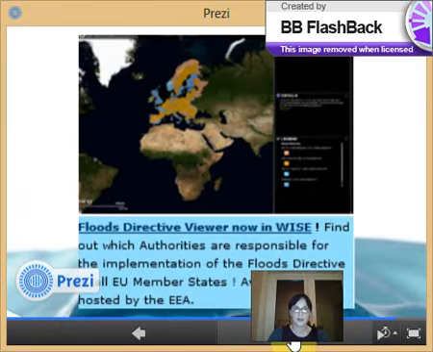This final slide just provides a link to the Floods Directive viewer, and this shows you which authorities are responsible for the implementation of the Floods Directive in each member state.